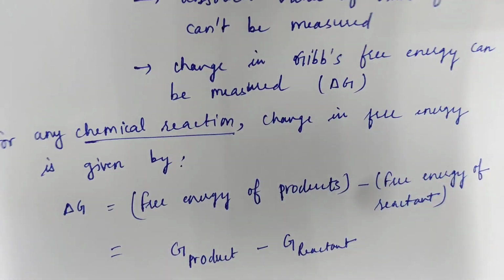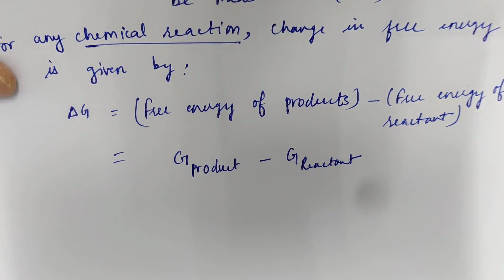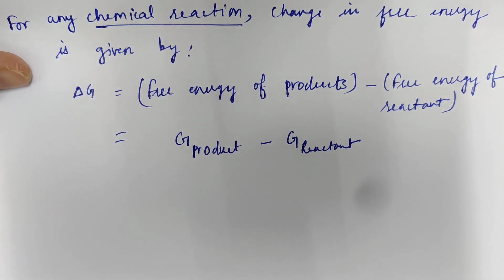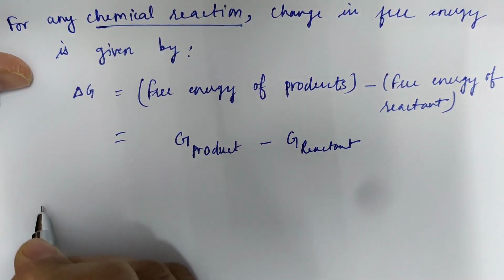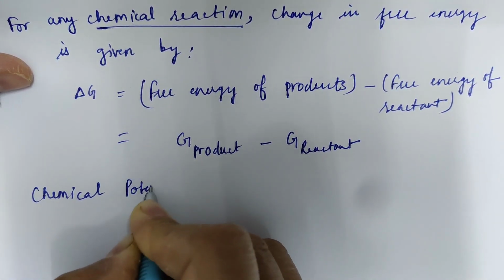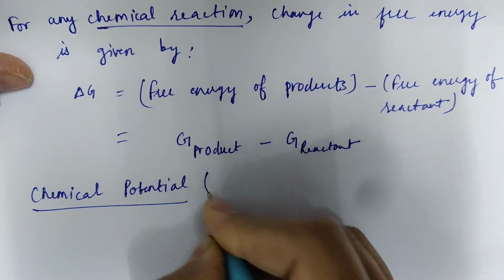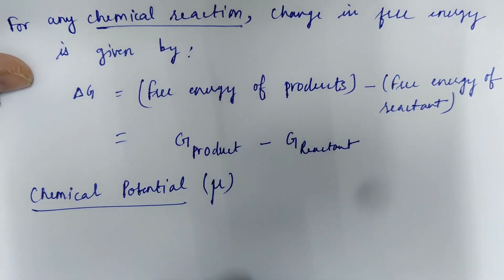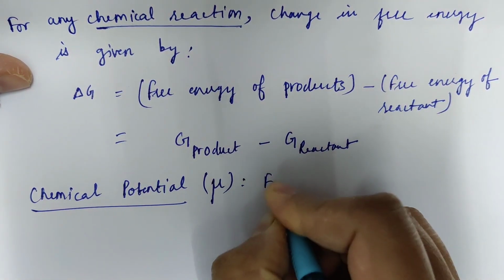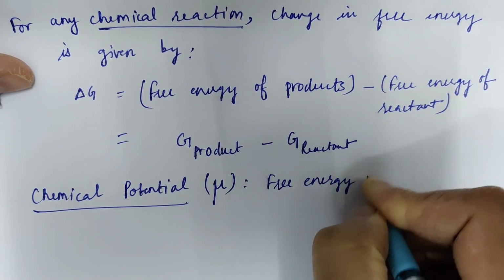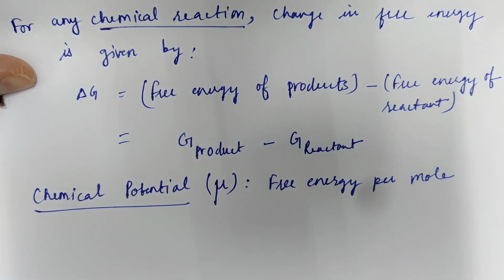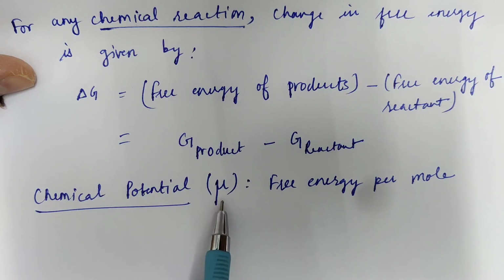Now since we cannot measure the absolute value of Gibbs free energy, we need to convert it into something else. So the new term that comes in is chemical potential. Chemical potential is nothing but free energy per mole, and it is denoted by this symbol, which is called mu.